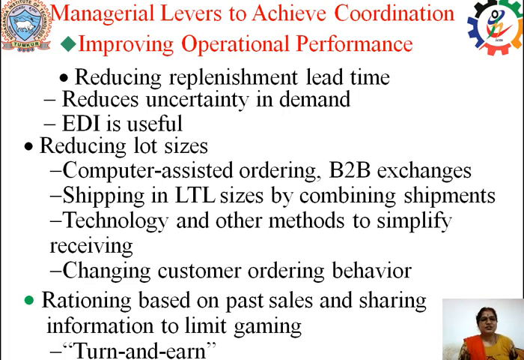Next is rationing. Walmart and 7-Eleven Japan are very good in this. Next is rationing based on past sales and information sharing. We just spoke about rationing. The demand is more and the capacity is less, then how exactly do you go for rationing? Then the demand will be inflated simply to get more portion by the retailers. We just saw that in the hurdles.